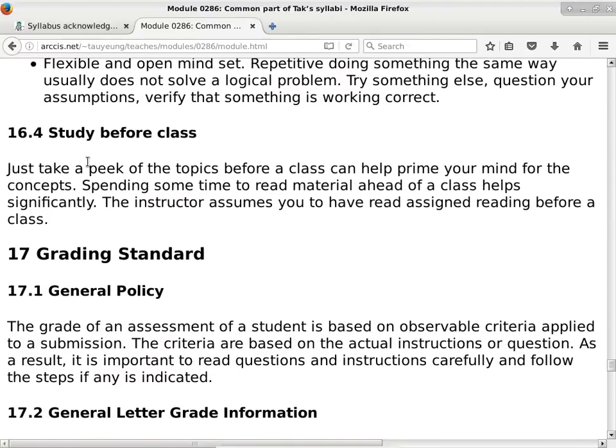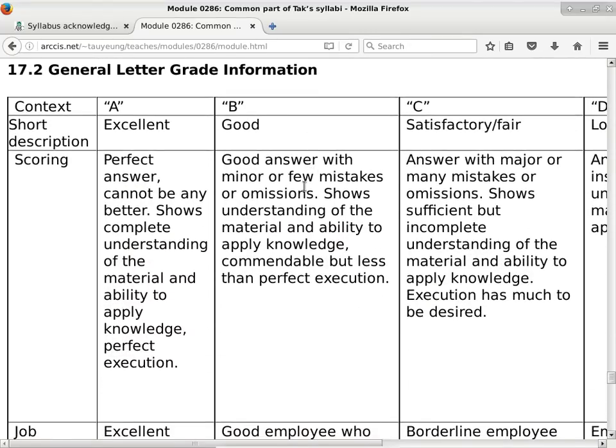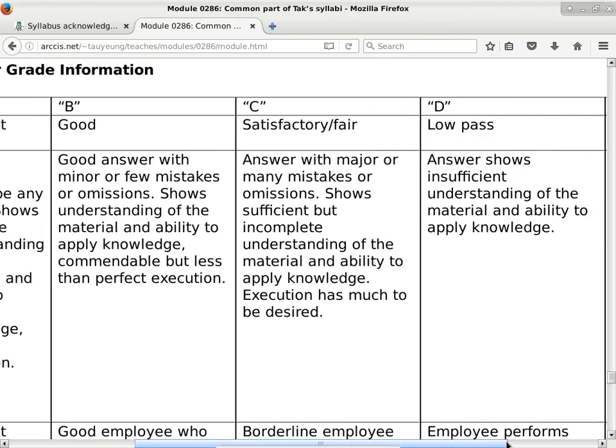Studying before attending a class is also helpful so that you know ahead of time what kind of stuff I will be talking about. Grading standard, I'm going to skip the first part here to the letter grade equivalency. So what is an A, what is a B, what is a C, what is a D, and what is an F? Okay, there we go.